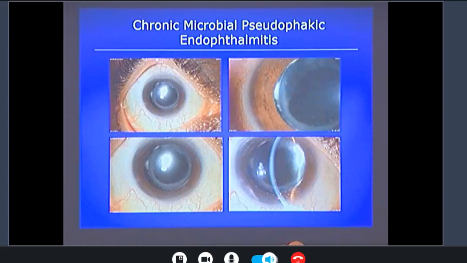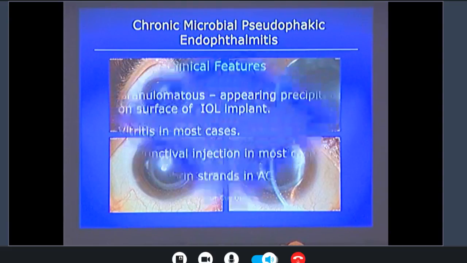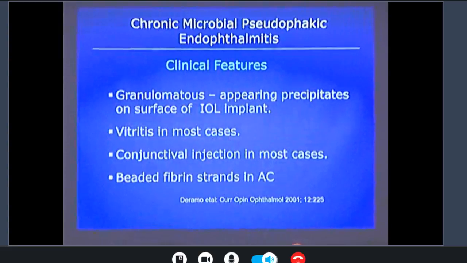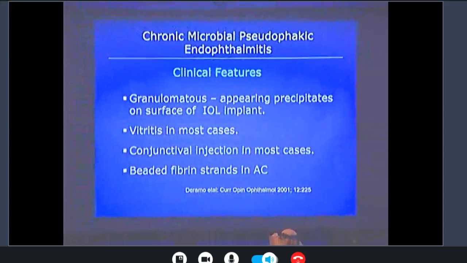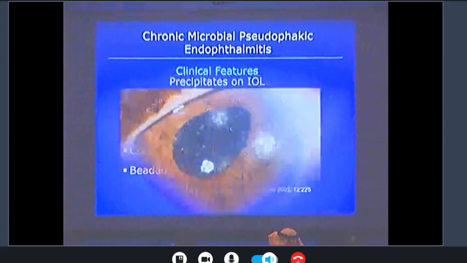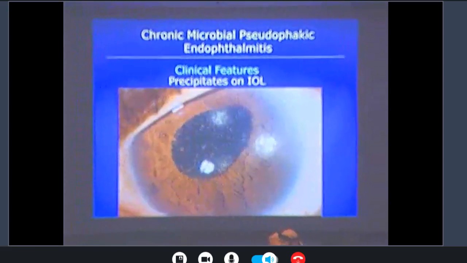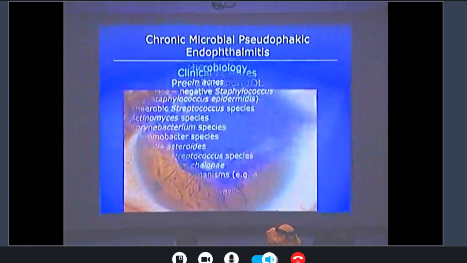What are these? Mutton fat KPs. And what are these? The whitish plaques. These whitish plaques represent colonies of the bacteria mixed with lens material. You can also have granulomatous deposits on the intraocular lens, vitritis, and conjunctival injection. In most of the cases, these are the typical granulomatous deposits that you see on the intraocular lenses.